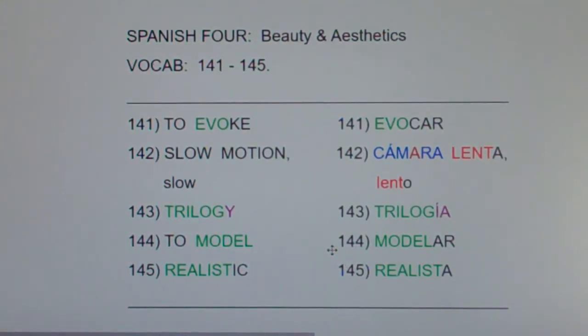model. It's modelar. Okay, it's just the same word with an AR. And nobody's going to miss realistic. It's realista. This is a really easy list.